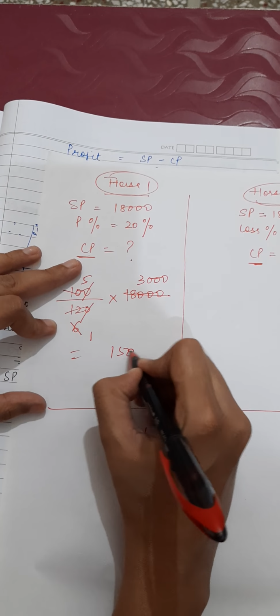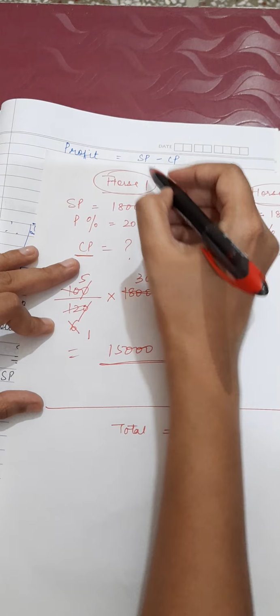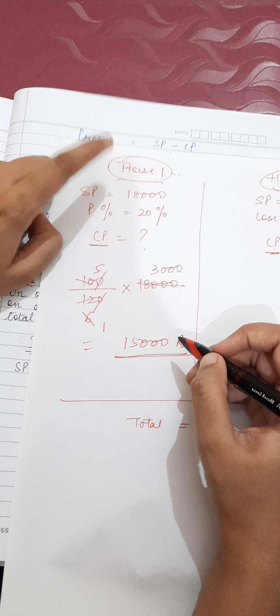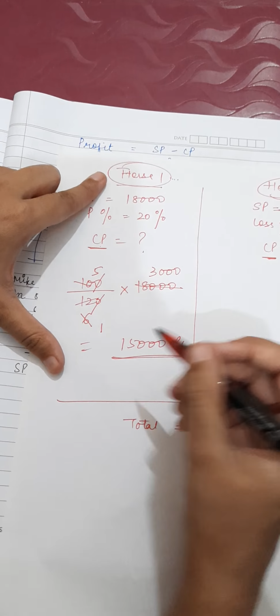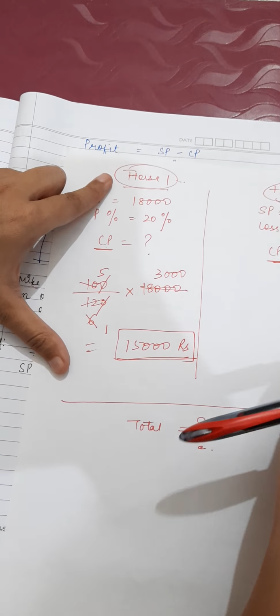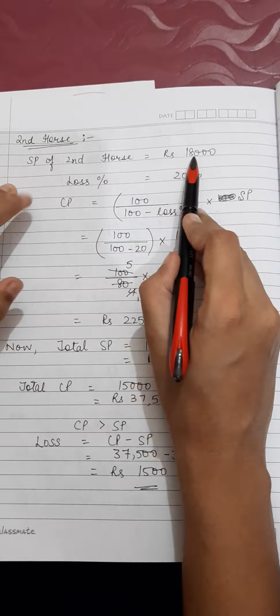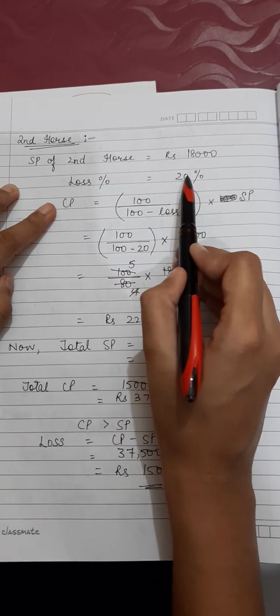What will come? 15,000. So the cost price of the first horse is how much? 15,000 rupees. So the first horse was purchased for rupees how much? 15,000. Now next, selling price of the second horse is how much? 18,000. Loss percent is given.